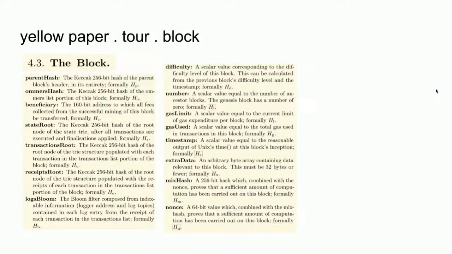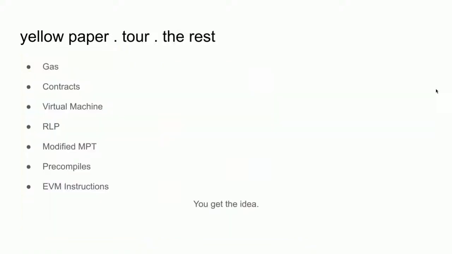Again, the block, great description of all of the things that are in it. Super useful if you're implementing a client. And then you have the rest of the yellow paper. Gas, the entire virtual machine, how RLP works, precompiles, EVM instructions. It's all defined in the yellow paper. It's a very dense document.